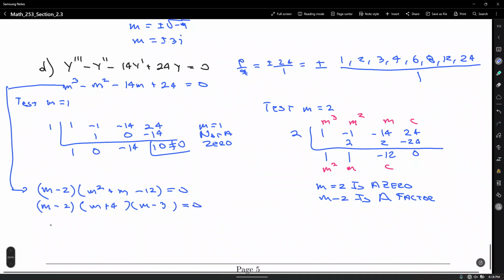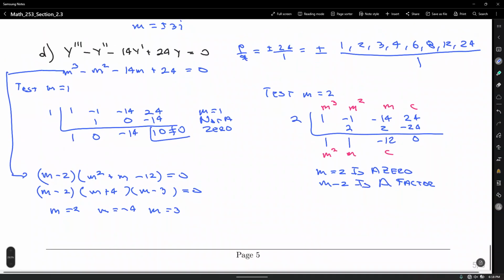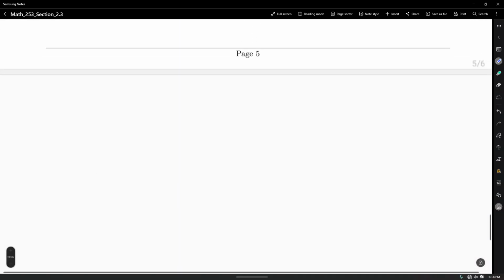So this means m equals 2, m equals negative 4, and m equals 3. Actually, the 3 solutions are real and distinct. All right? So no multiplications by x. We're going to have an exponential for each, so no problem. Okay, let me add one more page here.